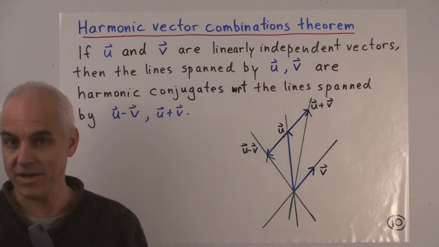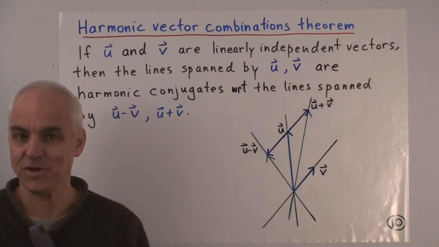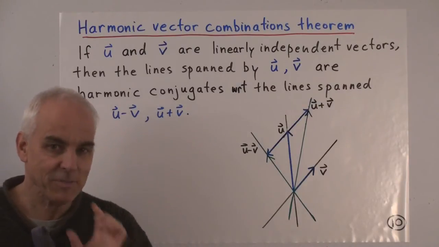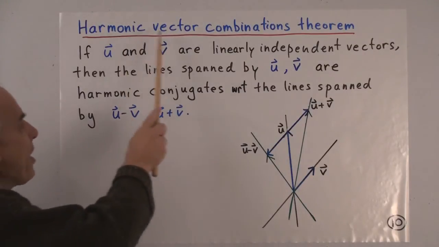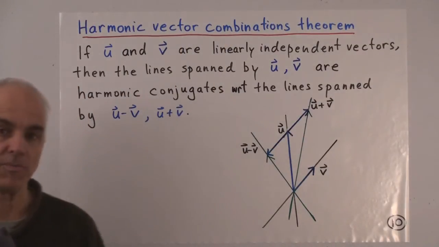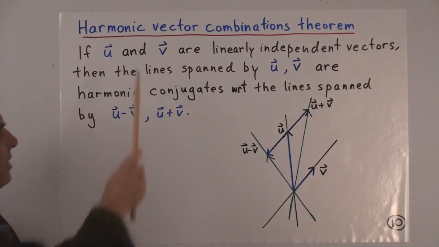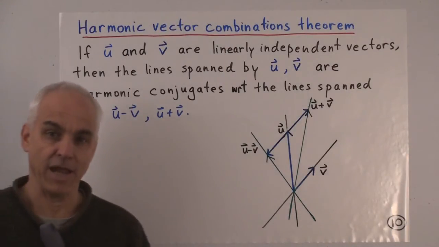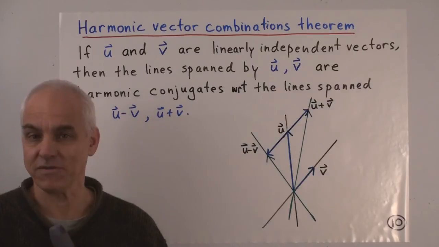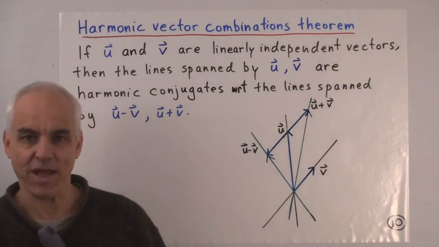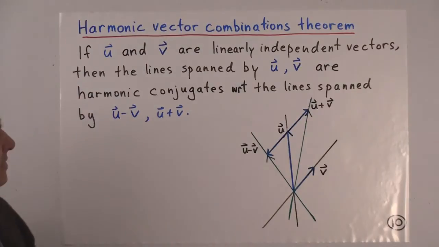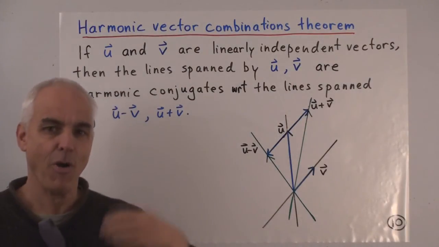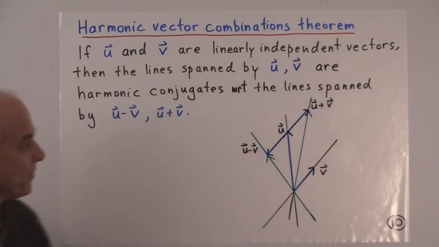Here's another way of getting harmonic pencils of lines, using just a little bit of vectors in the plane. We'll call this the harmonic vector combinations theorem. I don't mind if theorems have rather long names, if those names are descriptive. I much prefer that to calling something Fred's theorem or Jane's theorem. It's good when the name of a theorem almost suggests what the theorem is about.